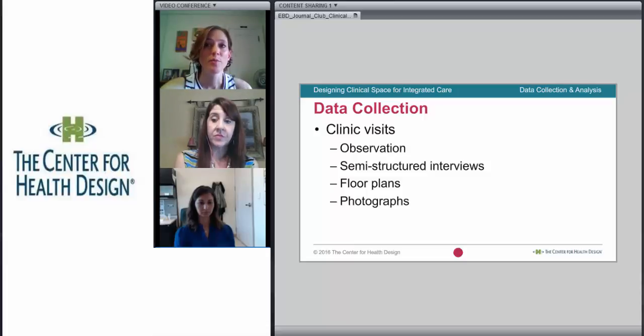We generally shadowed primary care and behavioral health clinicians, and we took field notes, which we later wrote up as detailed field notes. We also conducted semi-structured interviews with key stakeholders. In addition to the behavioral health clinicians and primary care clinicians, we talked to medical assistants, clinic administrators, and office managers. Additionally, we took photos of the external facility and the inside of the practice and collected floor plans as well.